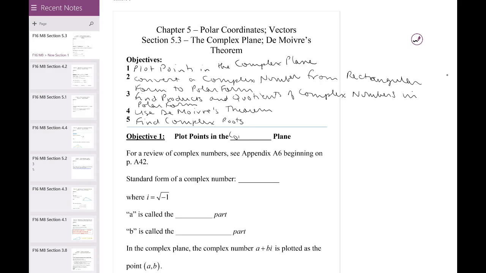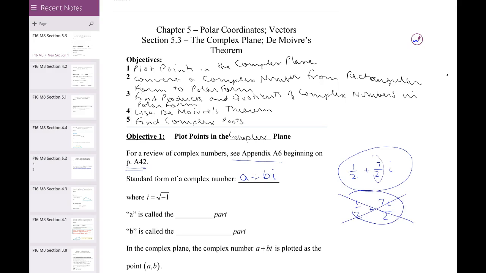Okay, so first we're going to plot points in the complex plane. And you might want to review complex numbers. And here's instructions that tell you where. You look in Appendix 6 on page A42 in the textbook, and there's a little review of complex numbers. So just a reminder that the standard form of a complex number is a plus bi. So for instance, 1/2 plus 7/2 i. This is in correct standard form. If you write 1/2 plus 7i over 2, that's not correct. The b needs to be sitting right here next to the i. So make sure you use the proper standard form.